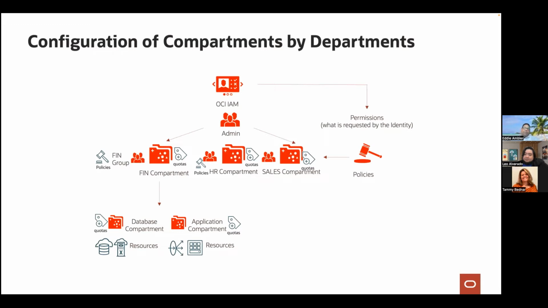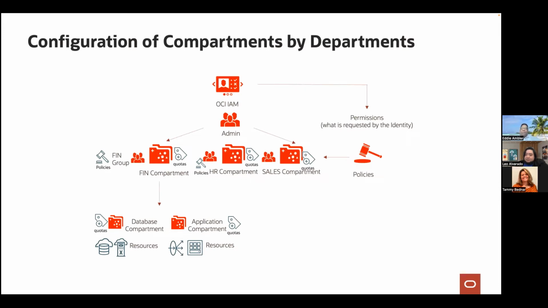Absolutely. The number of layers that you can put into your organization, you can tailor it to exactly what your company profile looks like, so that your resources are organized by how your organization's technical resources and funding models are organized. And your resources can also be moved to different compartments. So we have that ability as well in OCI. That's a great question, and the answer to that is yes.